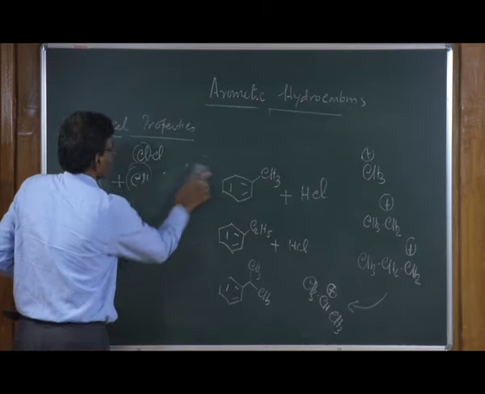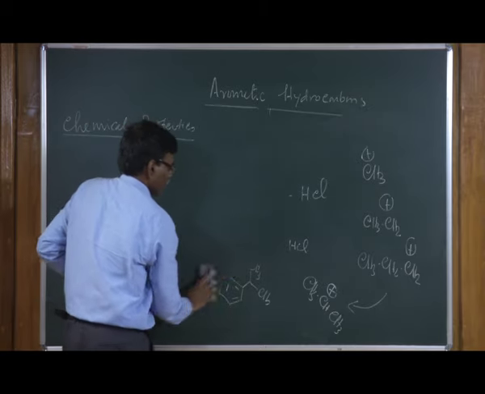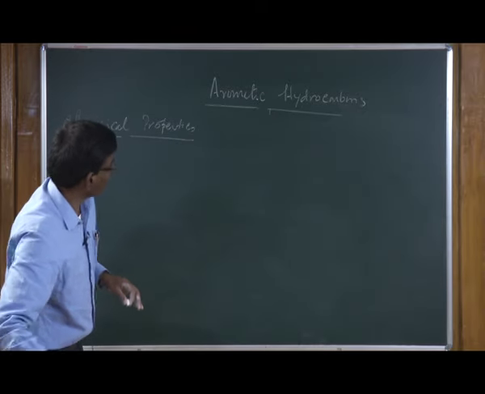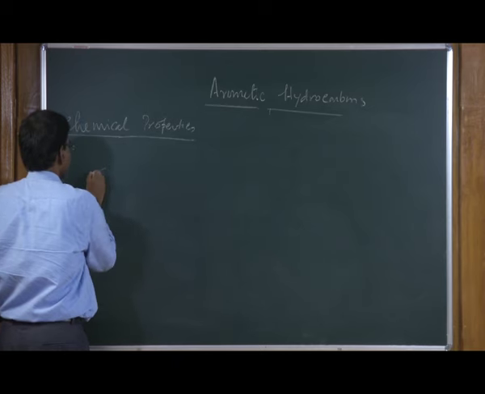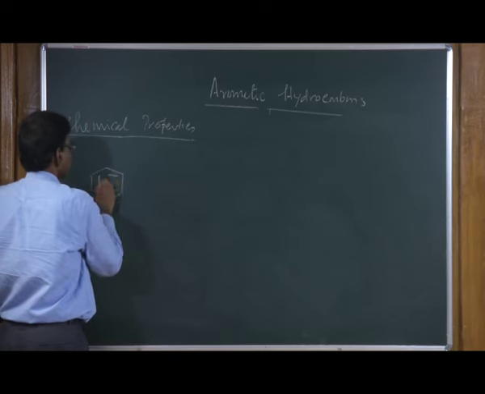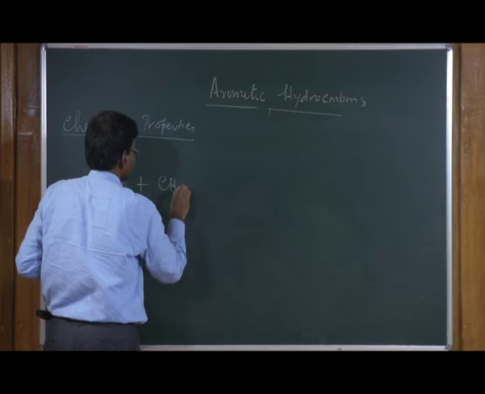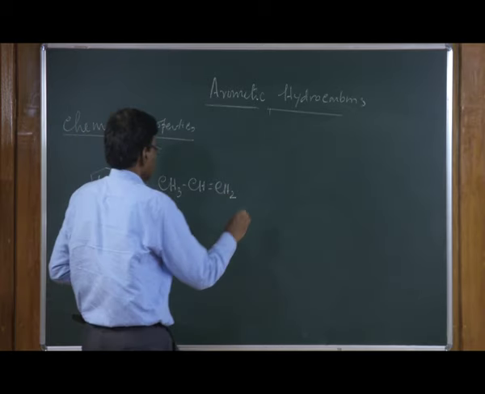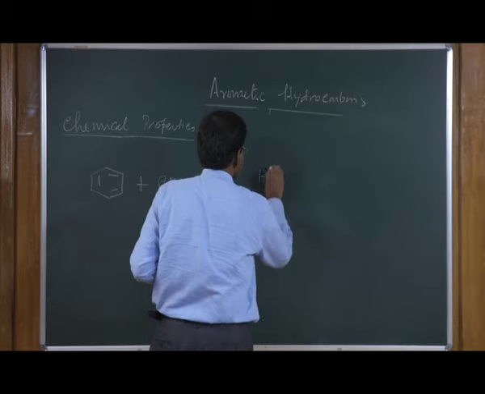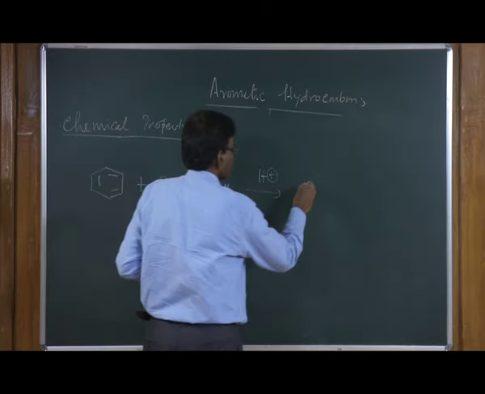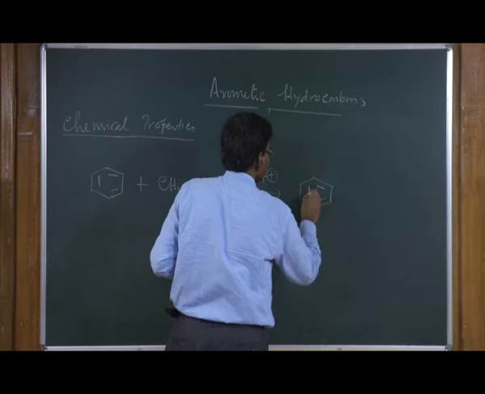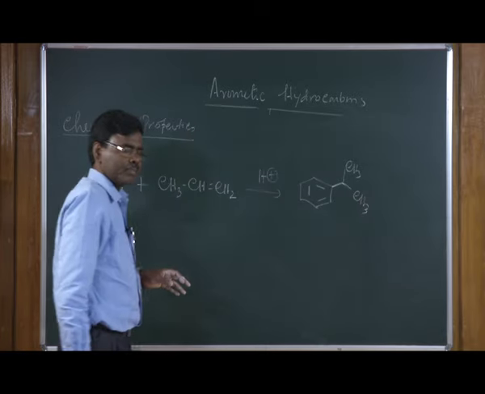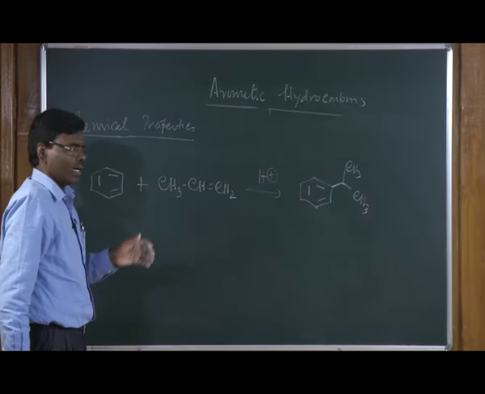And not necessarily should you use an alkyl halide for the alkylation reactions. You can also use alkenes. For example, if you have benzene and propene, it can readily undergo alkylation in the presence of an acid such as phosphoric acid to give isopropyl benzene.